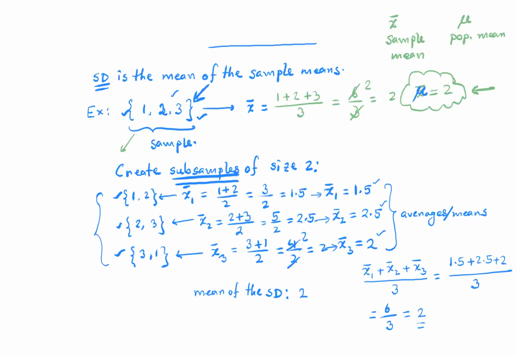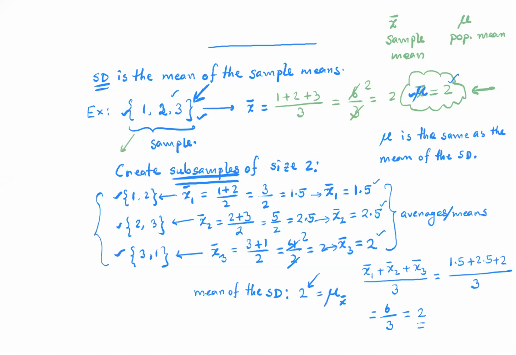So in that case, look at this number. This number is 2, and coincidentally this number is also 2. Is it a coincidence? I'd like to believe so, but it isn't. It is not a coincidence. As it turns out, the population mean mu, which is this, is the same as the mean of the sampling distribution. Now, the mean of the sampling distribution is denoted by mu, but with an x bar.